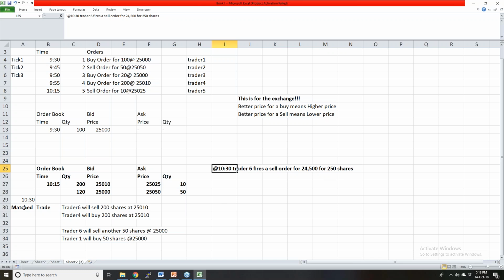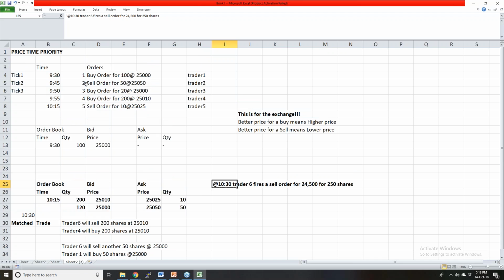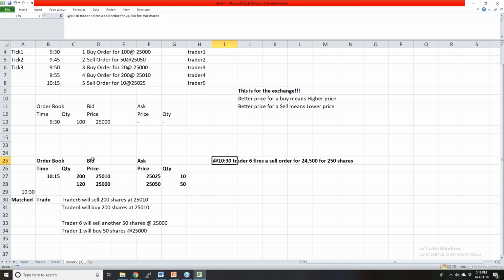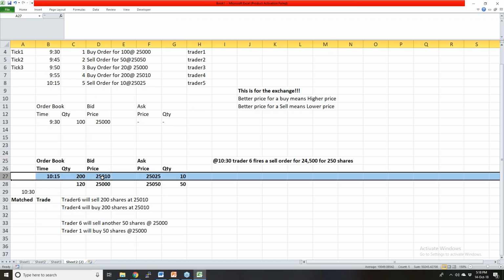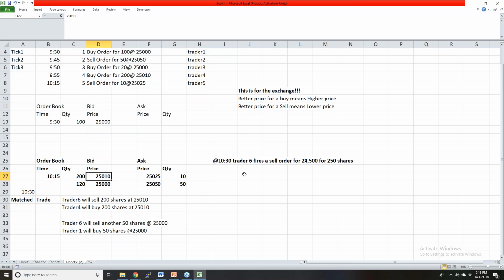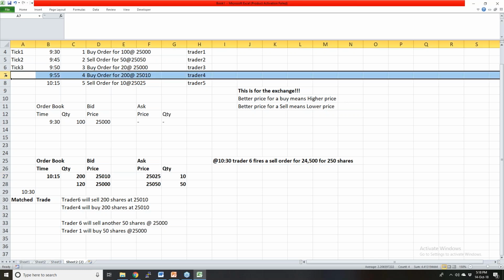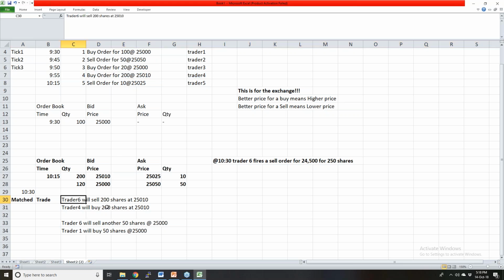Now, as soon as this order hits the exchange, remember price time priority. The best price for the best bid will get traded first, right? Best bid means highest price will get traded first. So trader 4 had the highest buy, the best buy. So his shares will get traded first. Now, why did trader 4 get a worse price? I mean, he could have got it at 24,500.